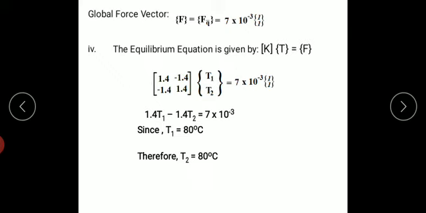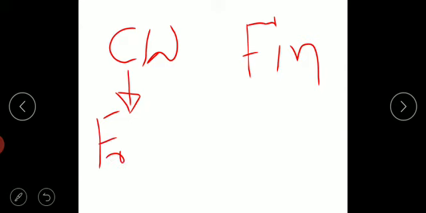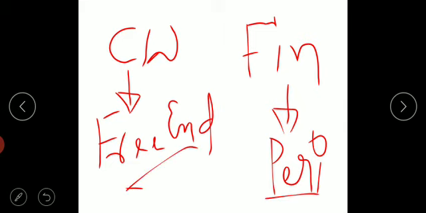So in the next class we shall solve a little bit different problem. Before that I need to explain. So till now what we have solved, just we shall recall. We have solved the composite walls and fins. In the composite walls we have considered only the free end convection. What about the fin? Perimeter heat convection. So both are a little bit different.